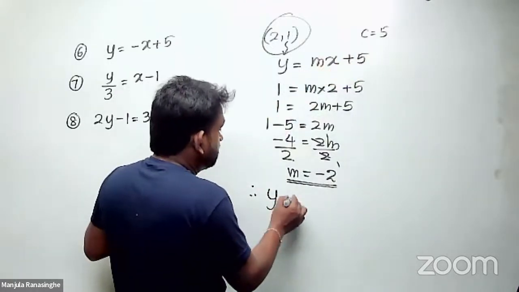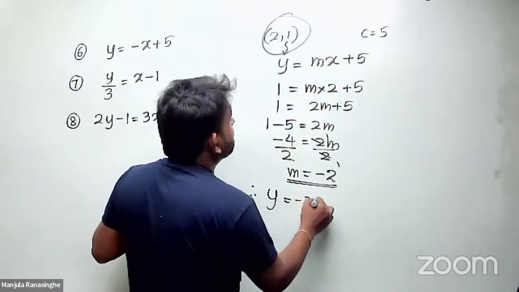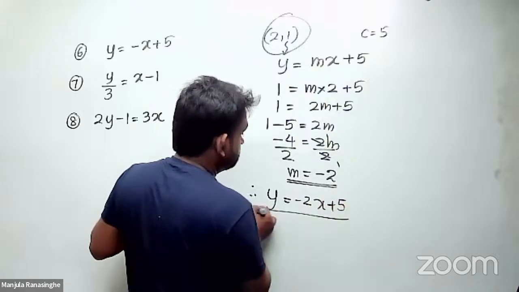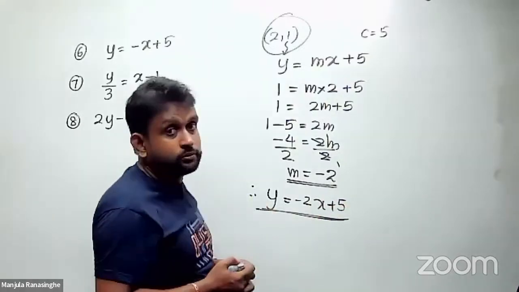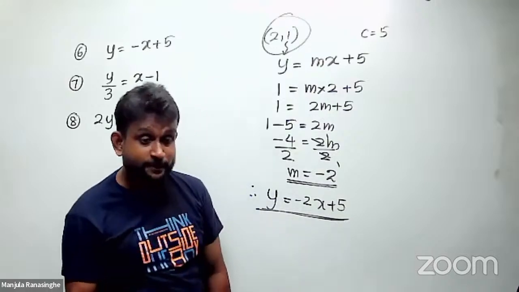Therefore y equal, m negative 2, x plus 5. y equal negative 2x plus 5.